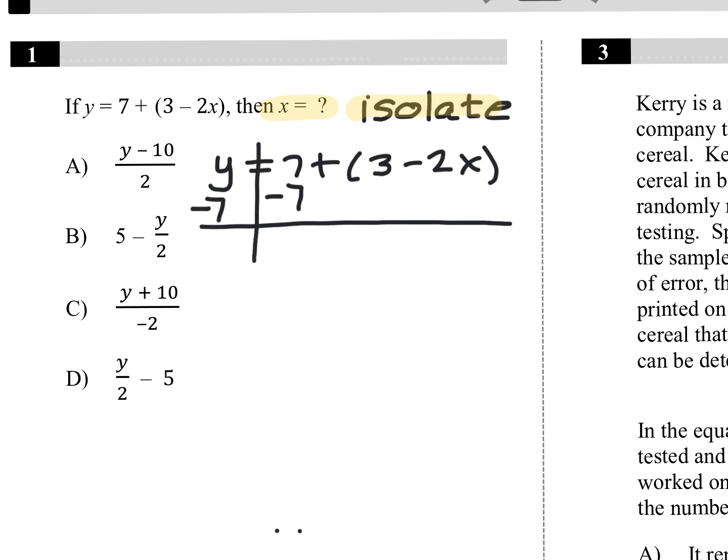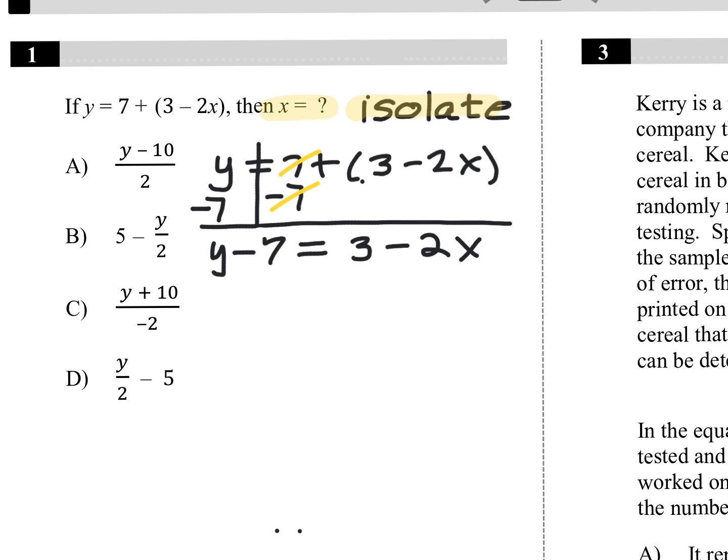Since I can't actually combine a y and a negative 7, I'm just going to write y minus 7 as two separate pieces. I put my equal sign to remind me that's there. Those 7s are now canceled out. So I'm just going to bring down the rest of this. And I don't need the parentheses anymore because that was originally there to kind of keep this separate from the 7. So I don't need those parentheses anymore.